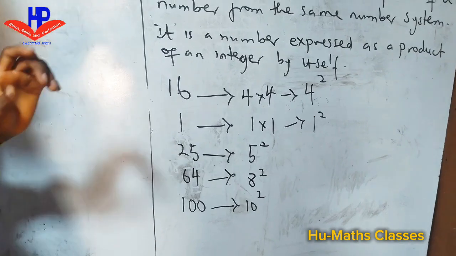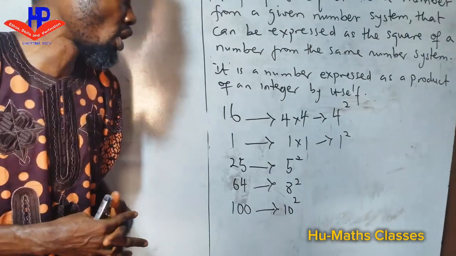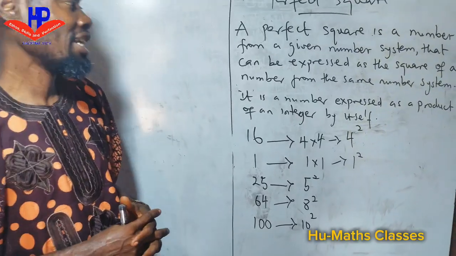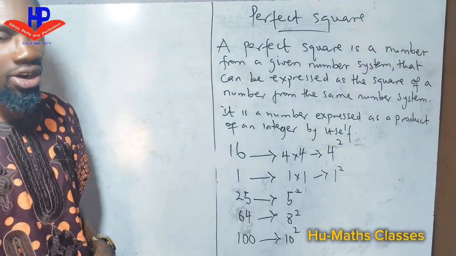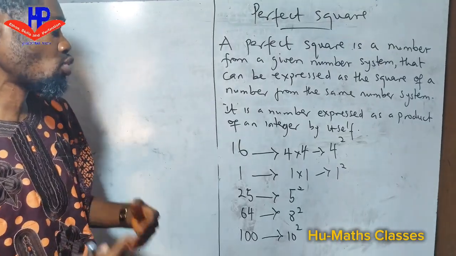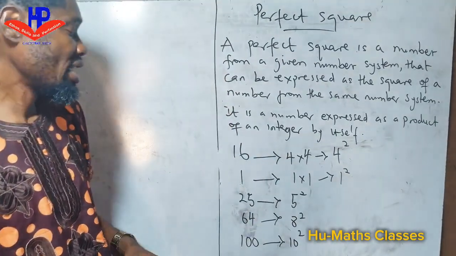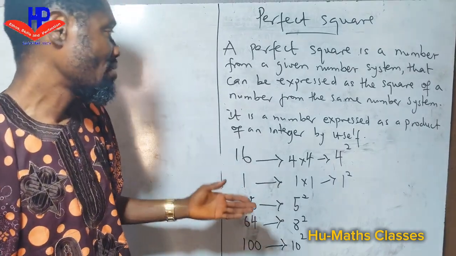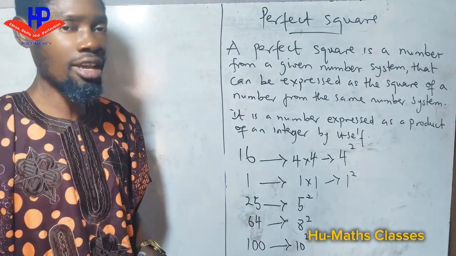But you must understand that a perfect square is a number that is expressed as a product of an integer by itself. So you can make more perfect square numbers, or you can find out more perfect square numbers that can be expressed in this form. Any number you can express as a product of an integer by itself, that number is called a perfect square.